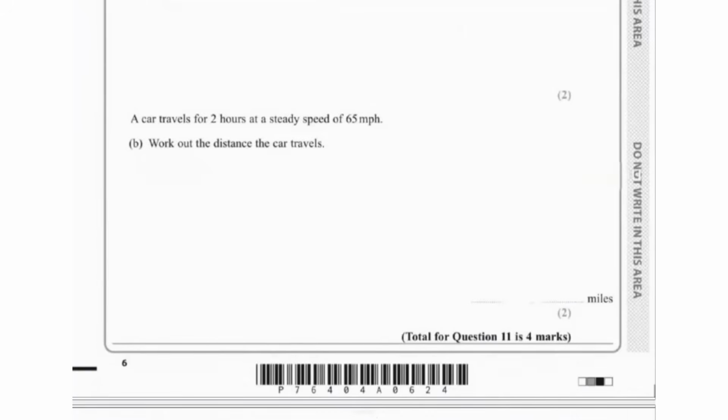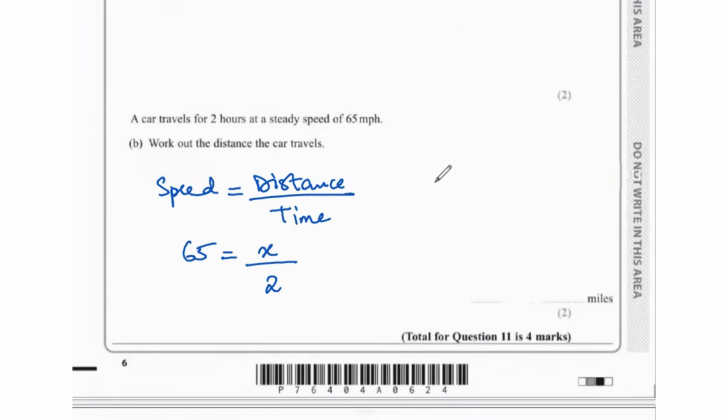Then a car travels for 2 hours at a steady speed of 65 miles per hour. Work out the distance the car travels in miles. So your speed is distance divided by time. Speed is 65. Distance is what we have to find, and time is 2. So cross multiply, 65 times 2, and that is going to give us 130 miles. That is the distance traveled during this time.